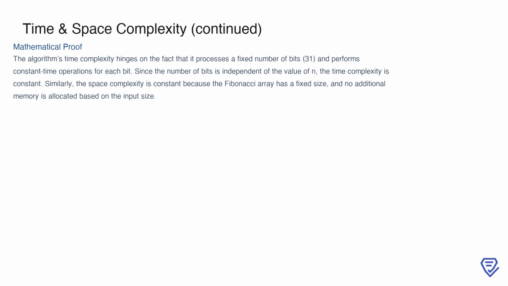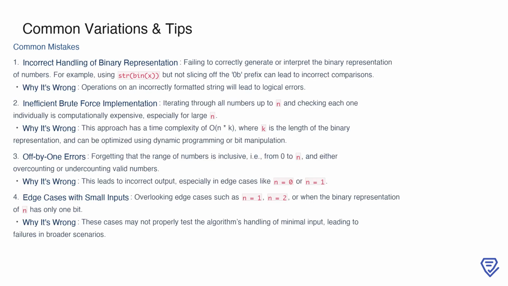Since both time and space complexity are independent of n, the algorithm is highly efficient and well-suited for problems involving large input values. Here, we'll explore some common mistakes to watch out for when solving this problem. First, one frequent issue is incorrectly handling the binary representation of numbers. For example, if you use str(bin(x)) without slicing off the 0b prefix, the resulting string can cause logical errors during comparisons. Always ensure your binary strings are properly formatted.